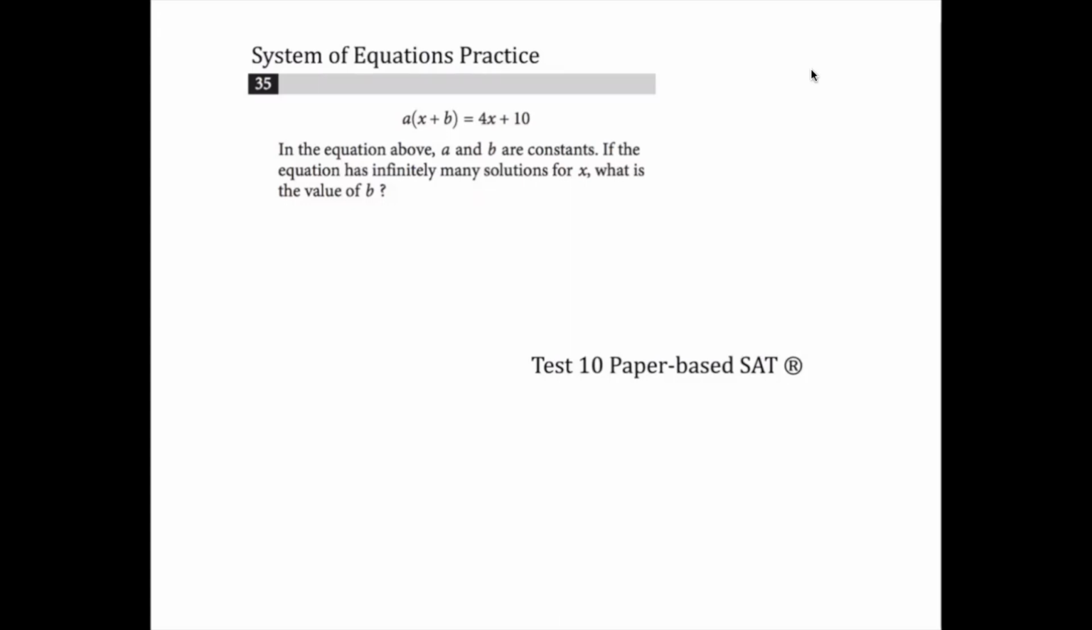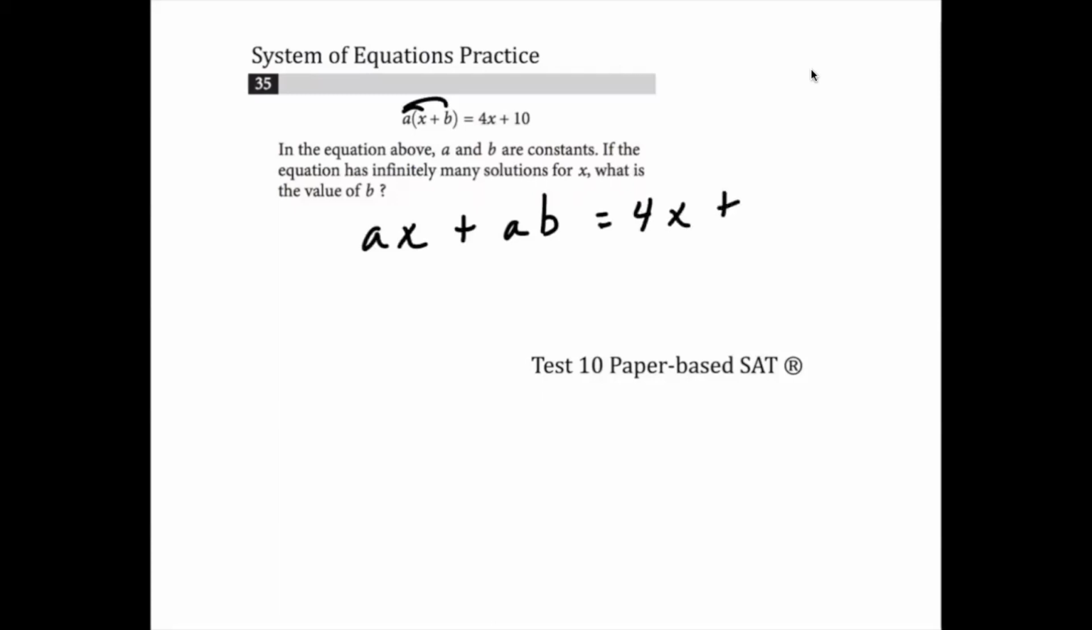This question asks us, in the equation above, a and b are constants. If the equation has infinitely many solutions for x, what is the value of b? When we're talking about infinitely many solutions, we mean that they're the exact same line, they have the same slope, the same y-intercept. So you're just going to distribute your a term, and then you're going to set the slopes for the lines equal to each other. You're going to set the y-intercepts equal to each other, and you're going to be able to solve for b.